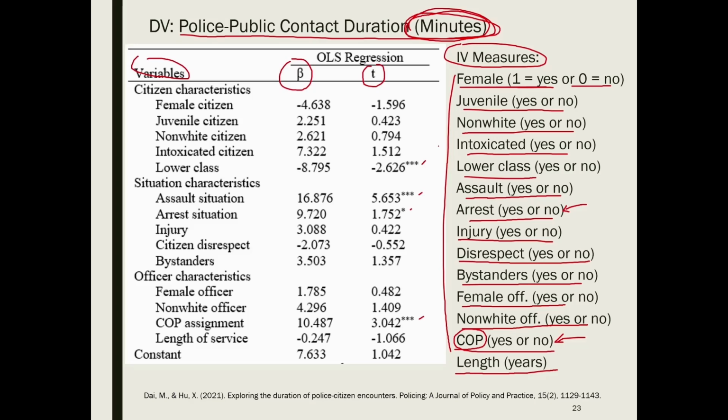Okay, so another one is assault situation. This also has 3 stars. This is a significant variable. The assault situation basically means that if the police public contact situation has involved an assault, whatever the assault is, then the police officers are going to spend more time in this contact. How much more time? It looks like they spend 16 or 17 minutes more when they're dealing with this assault situation.